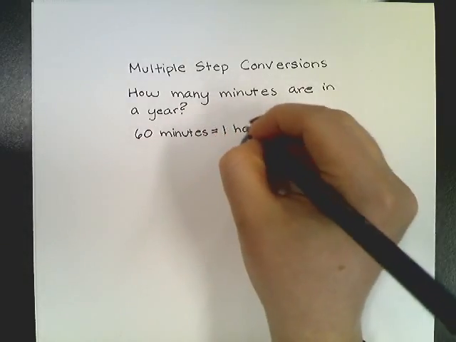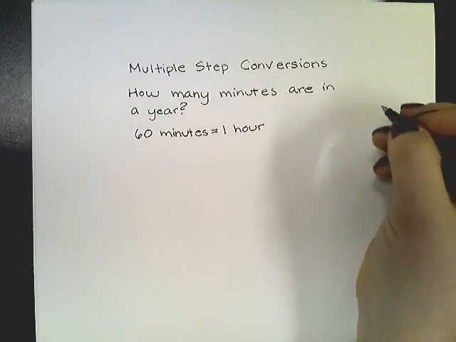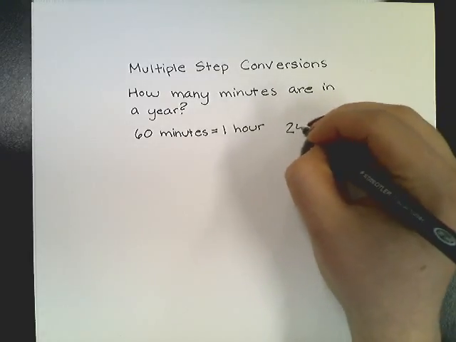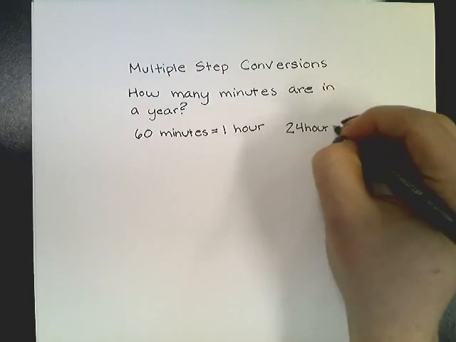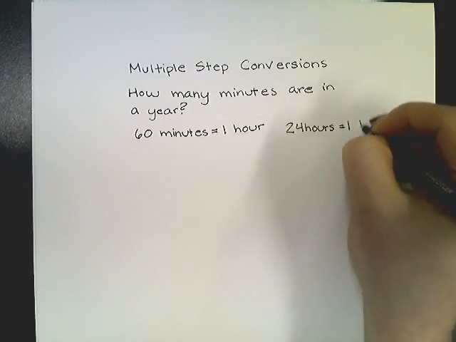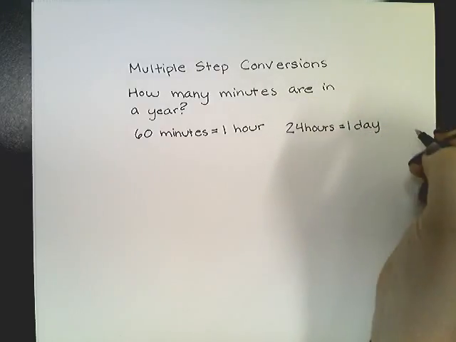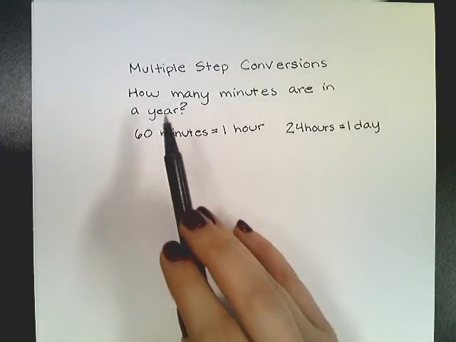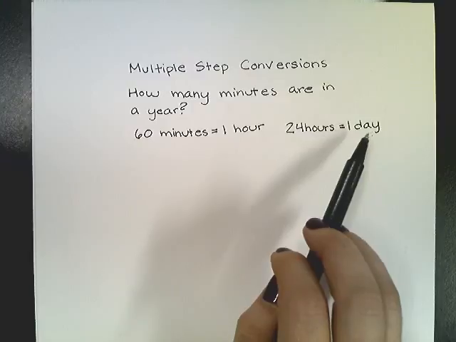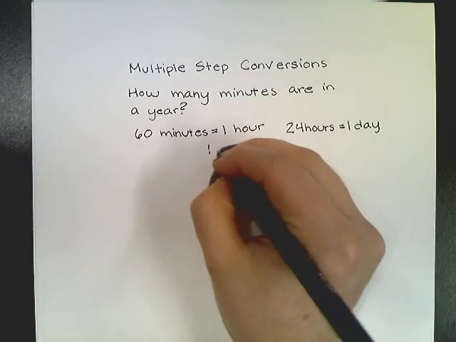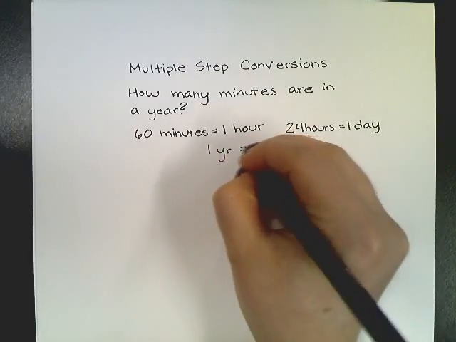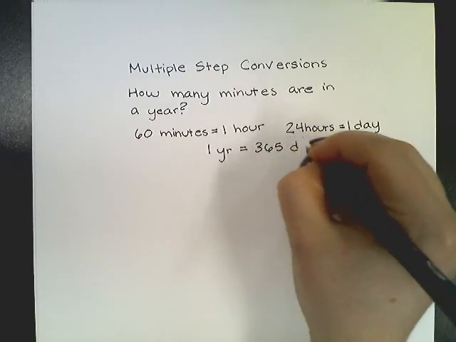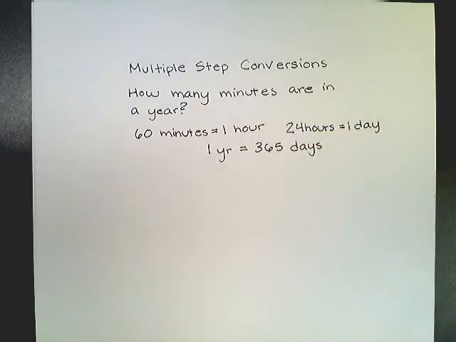equals 1 hour. I also know how many hours are in a day. 24 hours equals 1 day. That doesn't get me quite to a year, but I do know how many days are in a year. I know that 1 year equals 365 days.